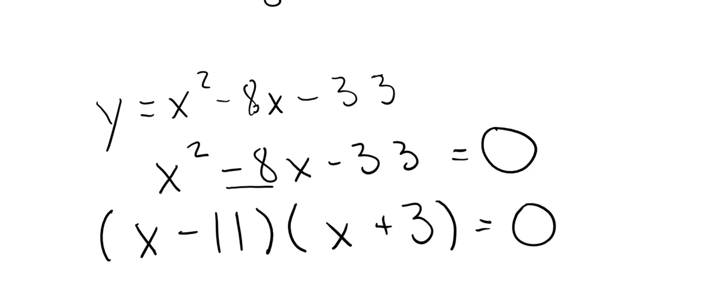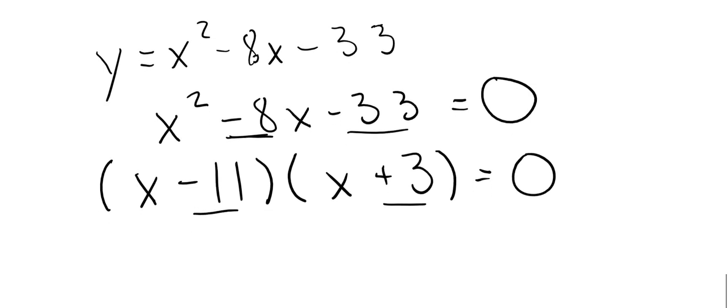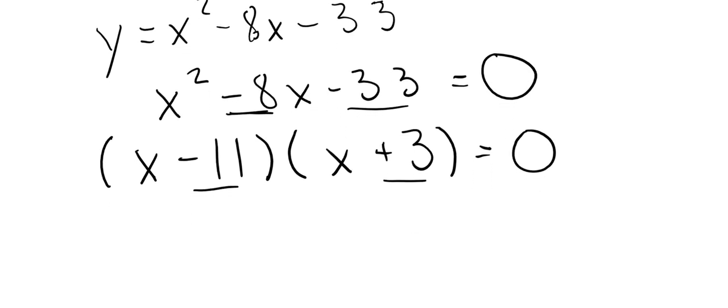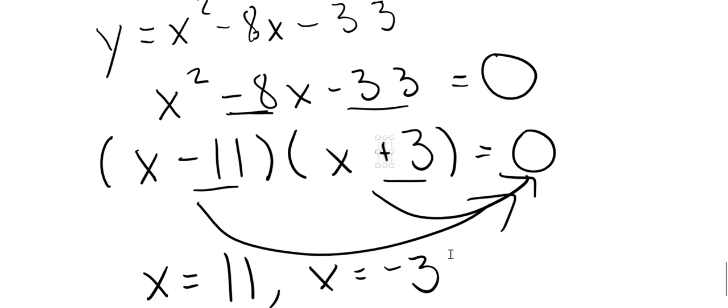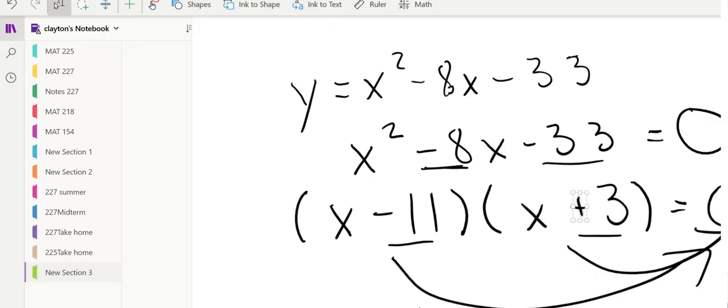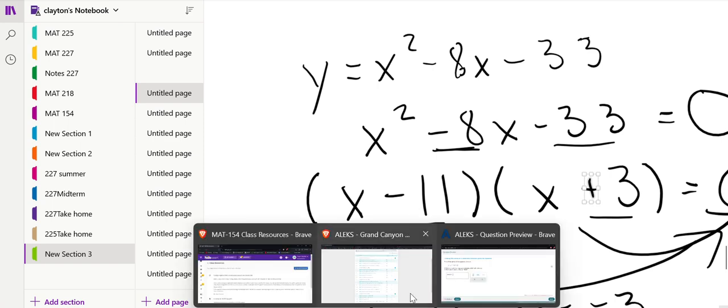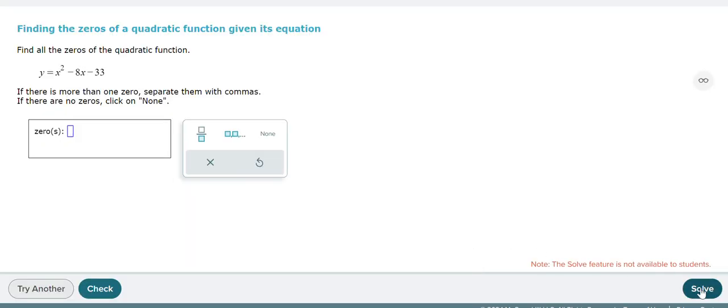And you can always go check, right? So negative 11 times positive 3, negative 33. Negative 11 plus 3, negative 8. And we are good to go. Now be careful, right? A very easy mistake is to say, hey, my zeros are negative 11 and positive 3. But remember, you're setting each one of these equal to 0. So x is equal to 11, and x is equal to negative 3 would be your zeros. Let's go back and check. Solve it for us, and negative 3 and 11.